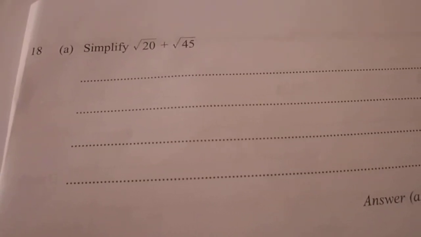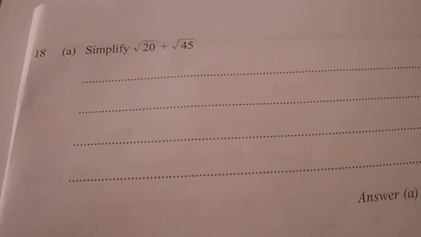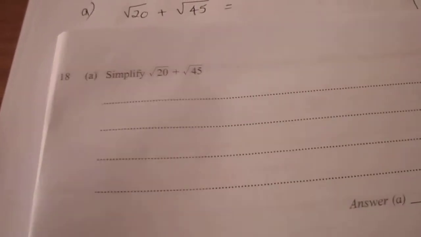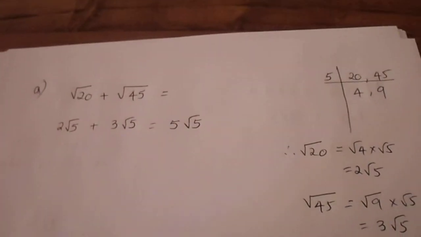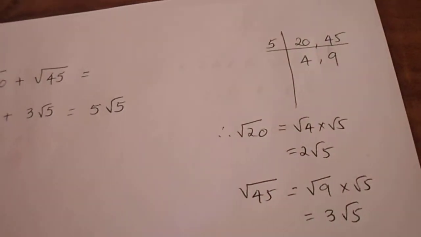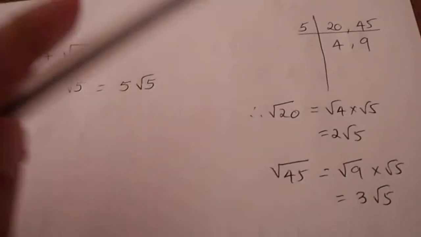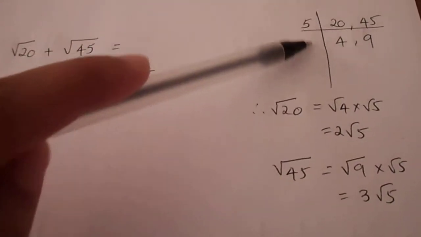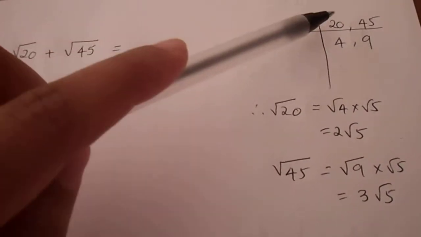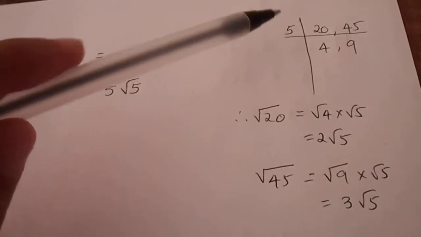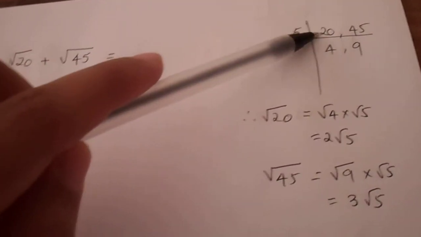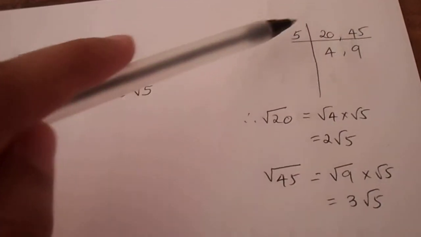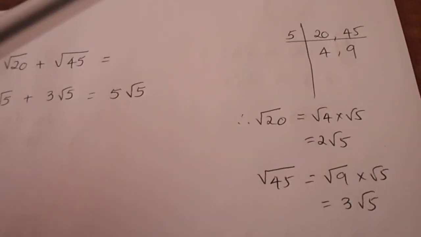Now you need to bear in mind that root 20 and root 45 are irrational numbers, so they cannot be added normally. What you need to do is use the prime factorization method and stick 20 and 45 together on a division bar. So whatever's inside the surd, you stick on the division bar and you find a common factor between both of them. So 20 and 45 have a common factor 5, so divide each one respectively by 5. 20 divided by 5 is 4 and 45 divided by 5 is 9.